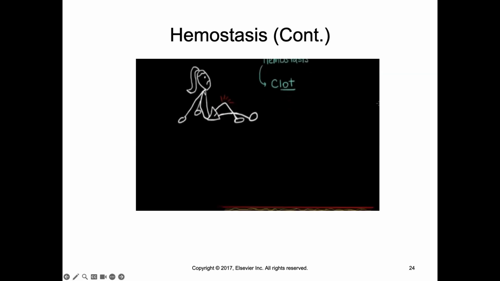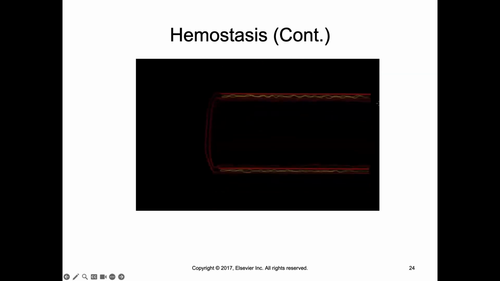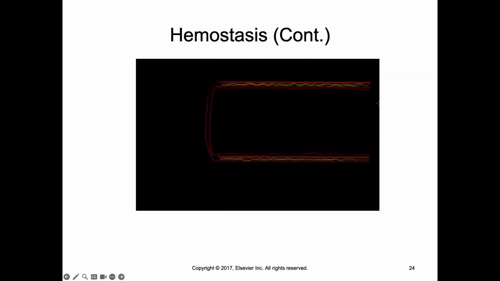Now let's take a look at exactly what's going on in Mary's knee and exactly how we make this clot. So here we have a blood vessel, and in our blood vessel, we have our blood. In our blood, we have many different types of cells. One of the most important ones is our red blood cell that carries oxygen to all our tissues in our body. And in this blood vessel, we make sure that blood is flowing smoothly in one direction.